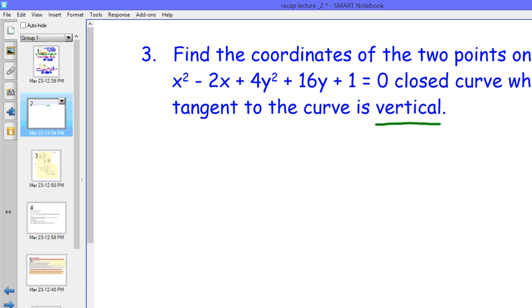So the first thing to interpret about this question is that a line is vertical. A line that is vertical has undefined slope. So when we find the slope, we want to think about what would make the slope undefined. So first we'll take our derivative.